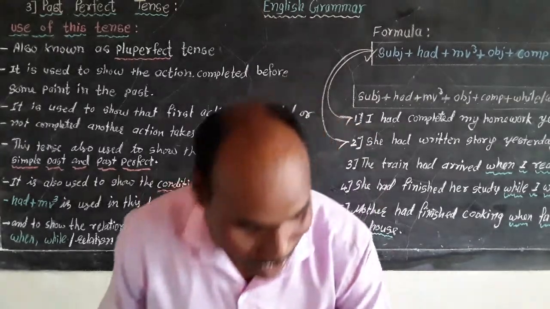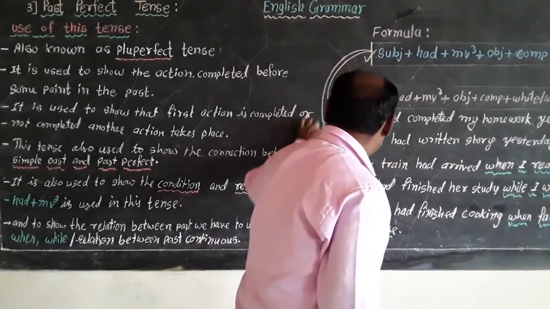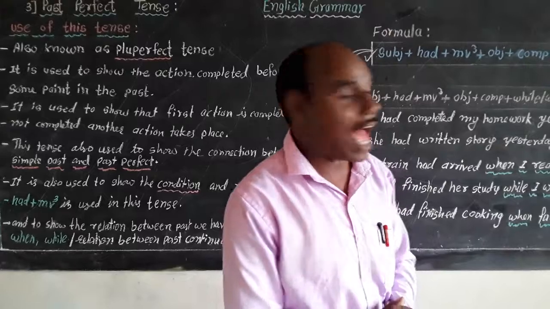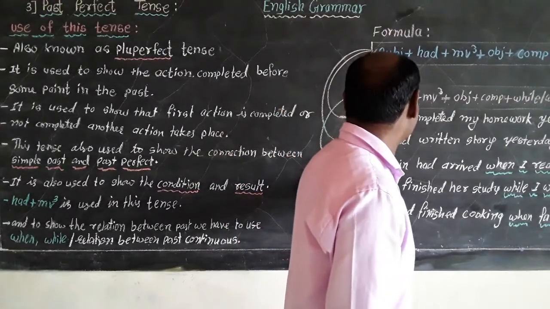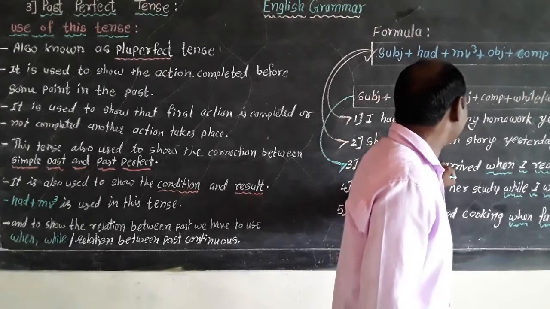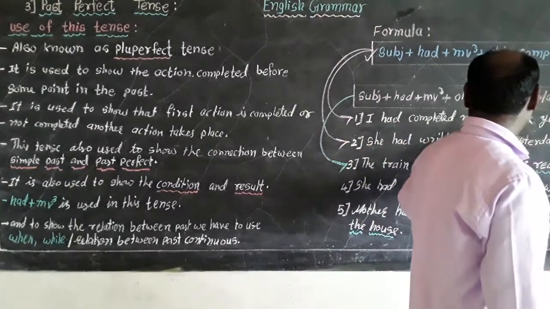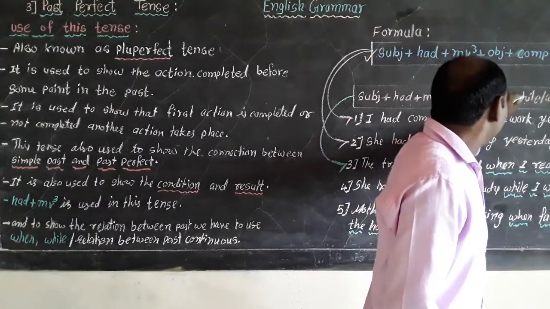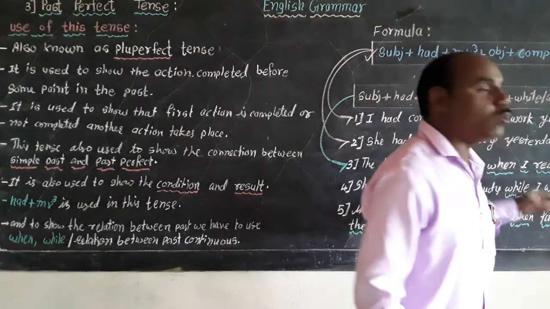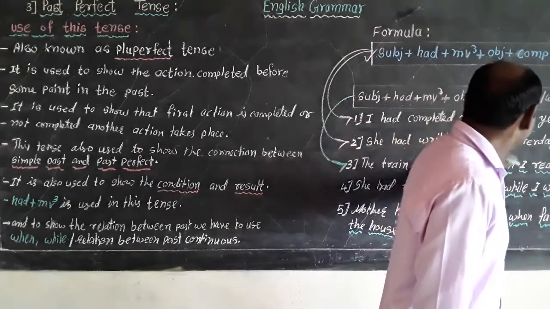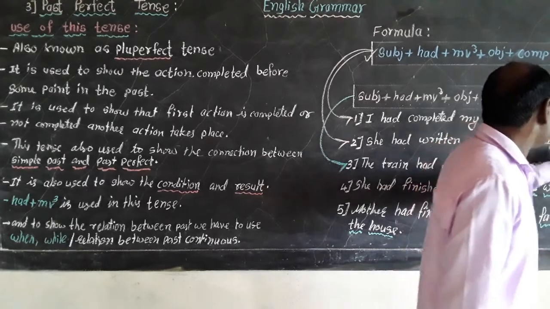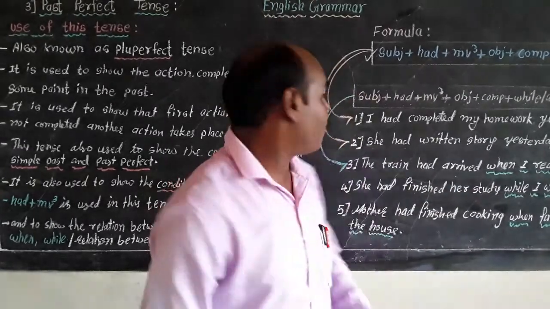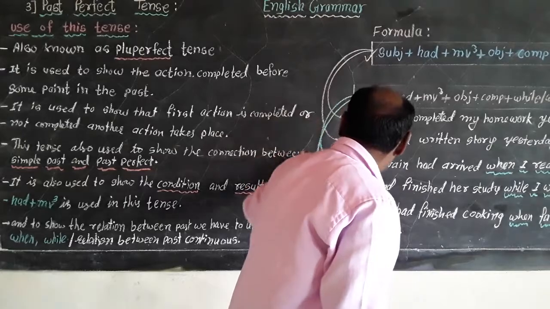If you want to see the examples according to the formula, you can see: the train had arrived. See the formula: subject the train, had helping verb, arrived MV3. Object is not there and complement is not there. Here we have used when to join two sentences. Then I, subject, reached the station. That means this sentence belongs to simple past tense. This is how the sentences are prepared to show the relationship between two tenses.